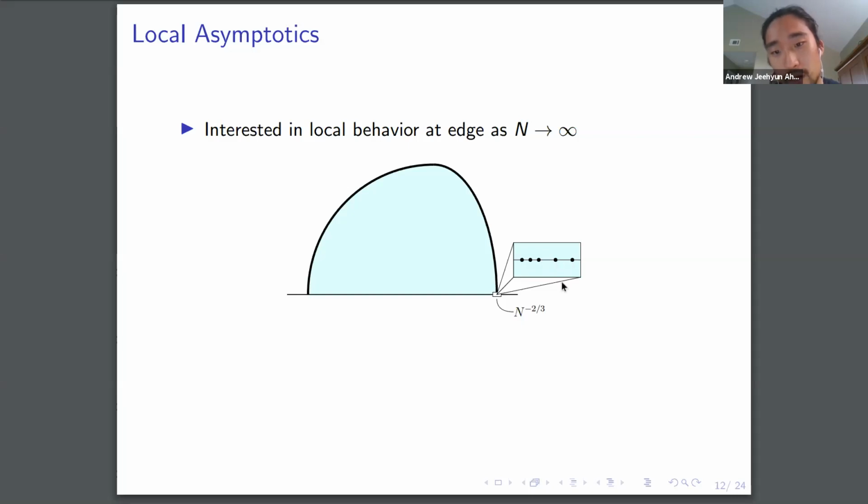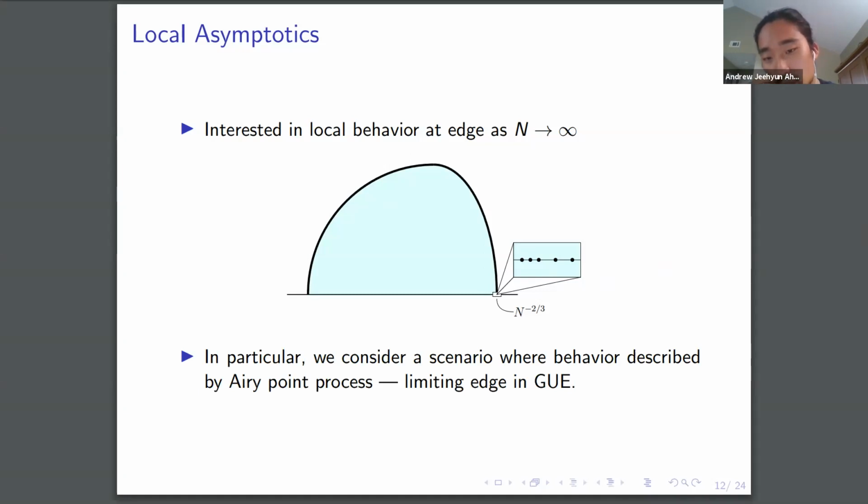For the random matrix case, we'll be looking at the scale of n to the minus 2/3. We want to describe these point processes. The reason why we'll end up scaling at n to the minus 2/3 is that we'll be considering a scenario where the edge is described by the Airy point process, which is the limiting point process at the edge of a large GUE matrix.